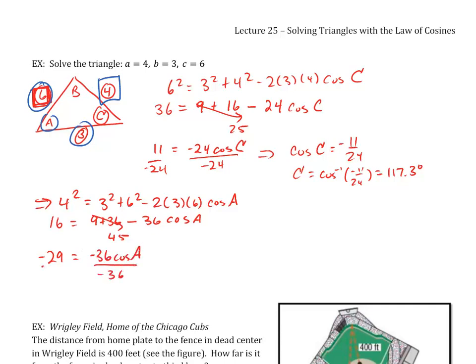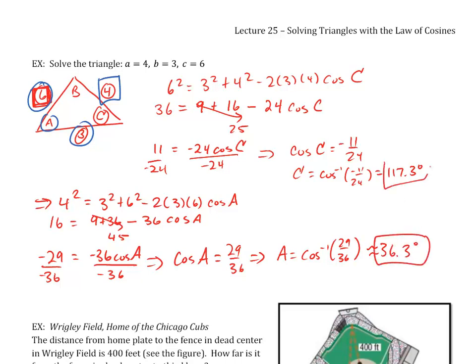Divide both sides by negative 36. Cosine of A would be 29 over 36. So A is the cosine inverse of 29 over 36, which is approximately 36.3 degrees. There's my A, here's my C, so B is clearly 180 minus 117.3 minus 36.3, which gives me 26.4 degrees. Solved.